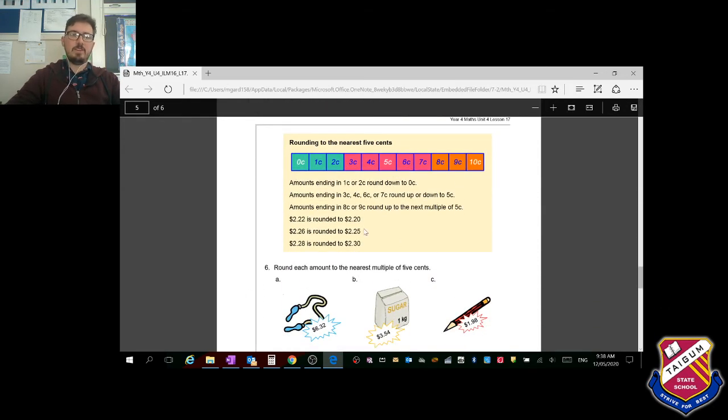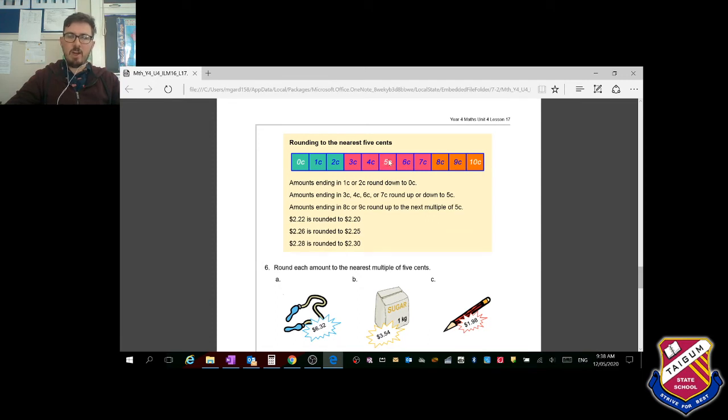Now we're going to round to the nearest 5 cents. So you don't have to worry too much about the first decimal place. You've got to worry about the last decimal place. If it is 8 cents or more, you round to 10 cents. If it is between 3 cents and 7 cents, you round it to 5 cents. If it is 1 or 2 cents, you round it to 0 cents. Okay? So there's a diagram to help you out.